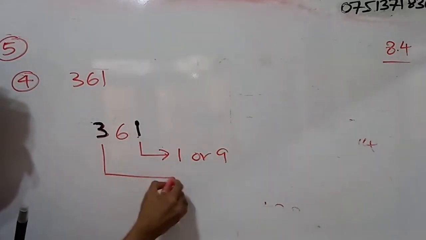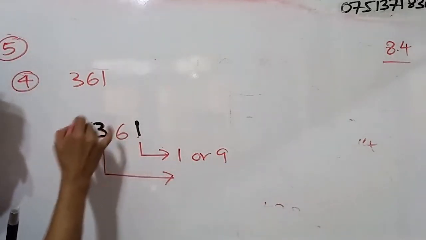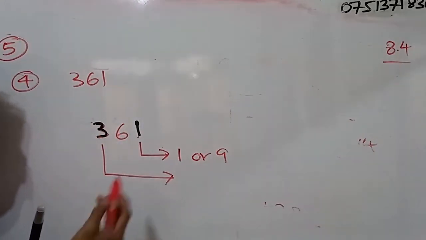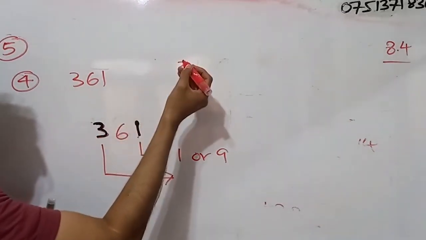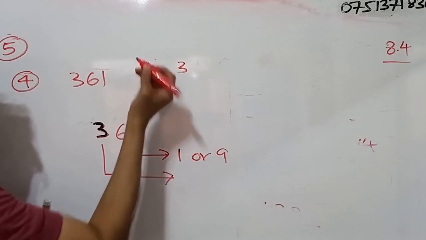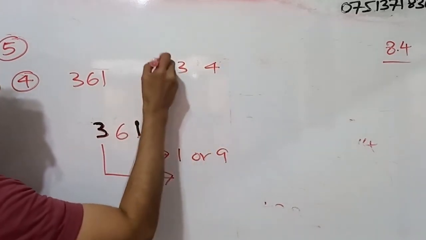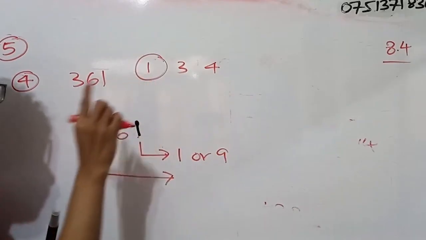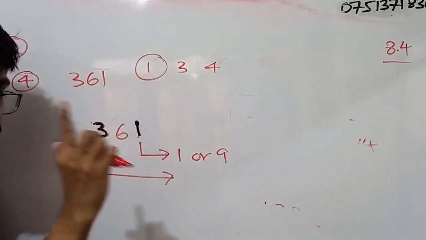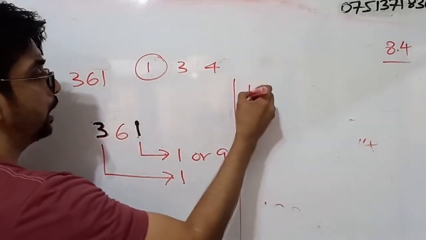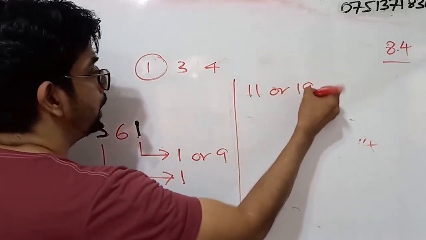Now think about this number. So this number we have to take the square root, but this is not a perfect square. But we know the number 3 is positioned between the perfect squares 1 and 4. So we take the square root of this number. So what can be the number? It can be 11 or it can be 19.